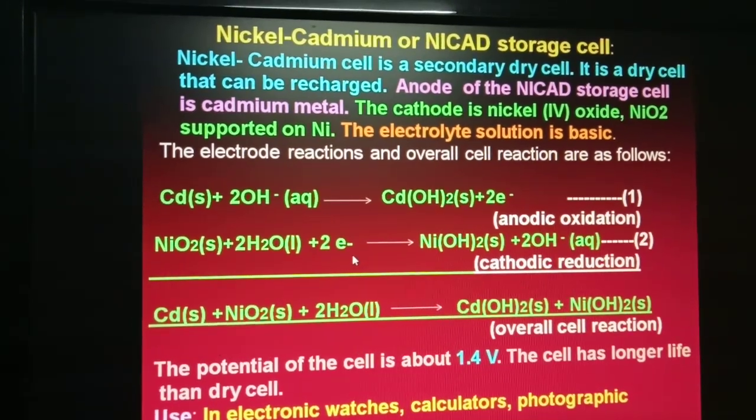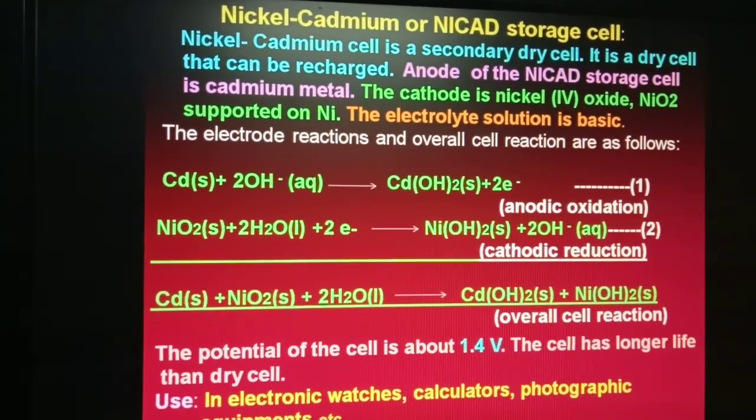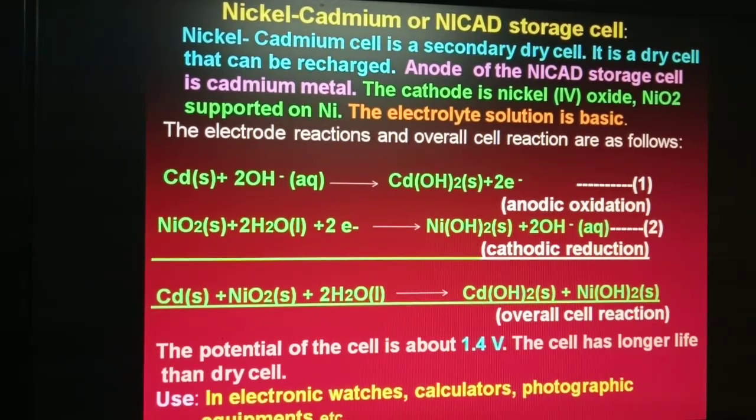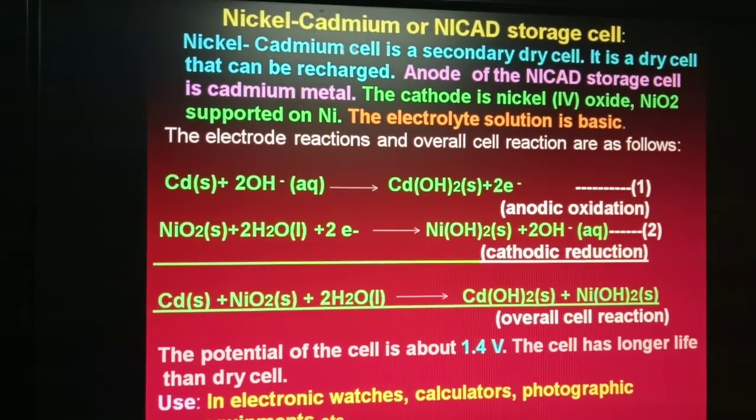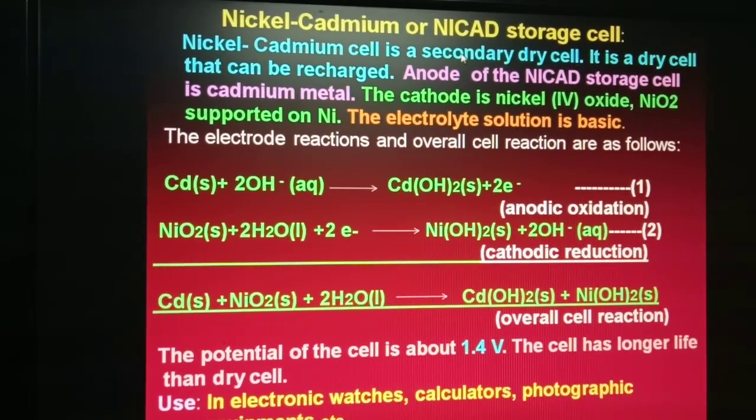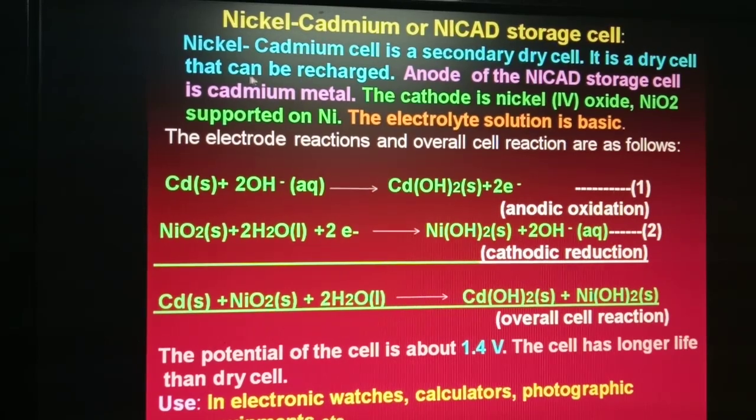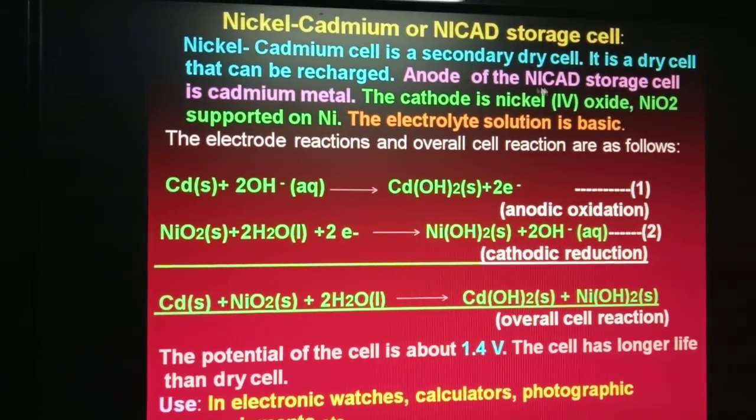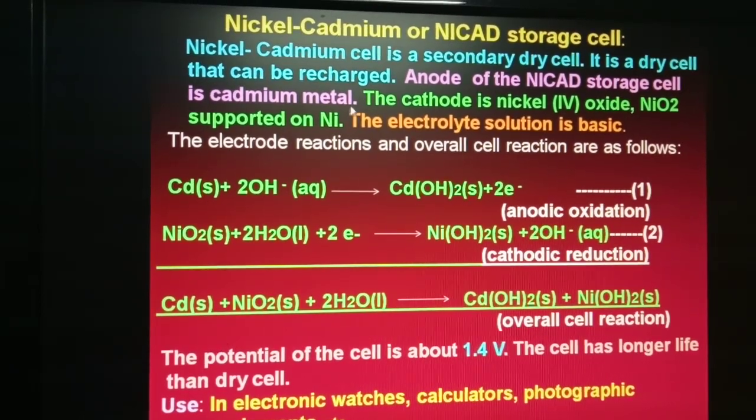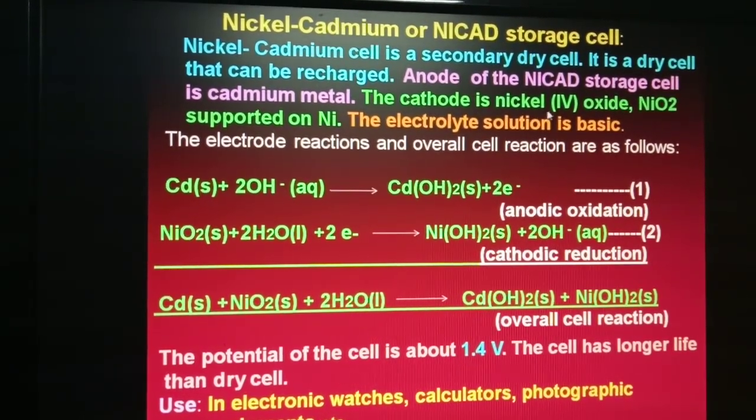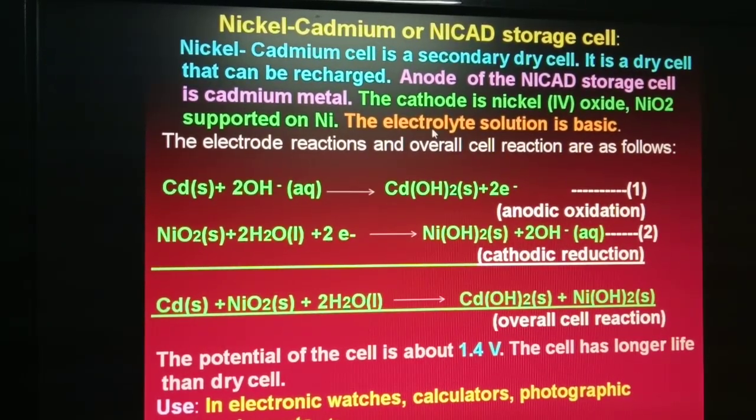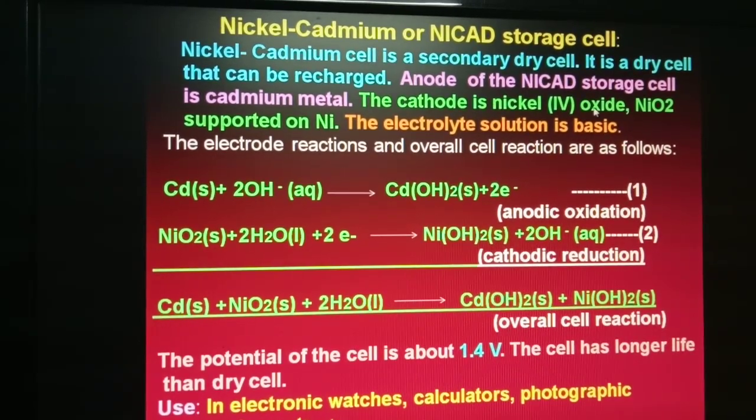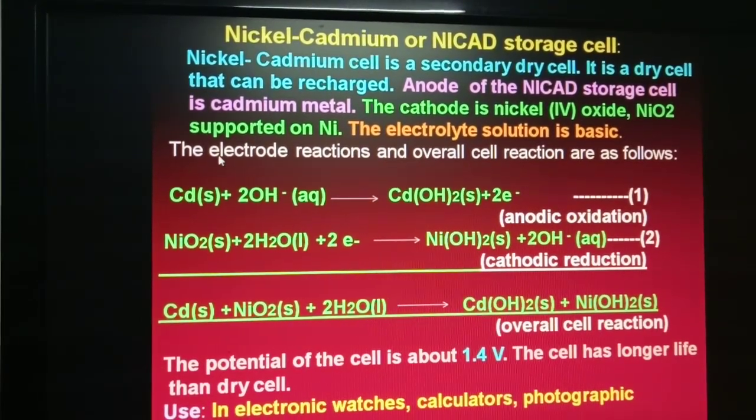Now let us study a new galvanic cell, the nickel cadmium, also called the NiCad storage cell. This nickel cadmium cell is also a secondary type of voltaic cell, so it is called a secondary dry cell. This cell can be recharged. The anode of this storage cell is cadmium metal, whereas the cathode is nickel 4 oxide, that is NiO2, supported on nickel. The electrolytic solution must be basic in behavior.